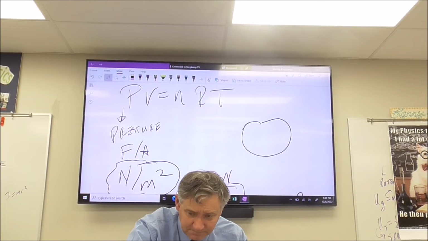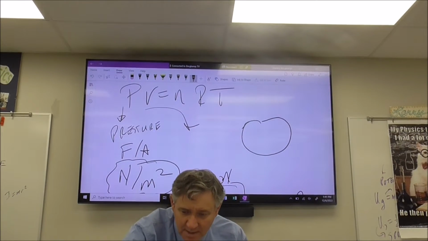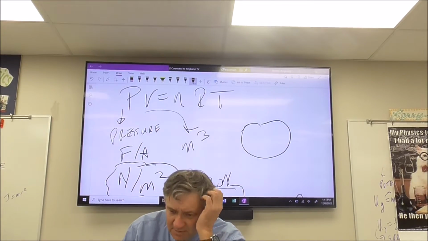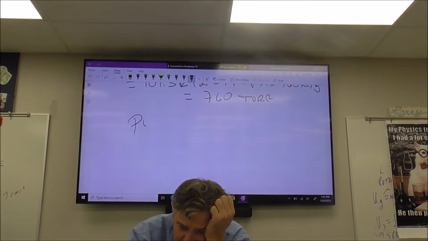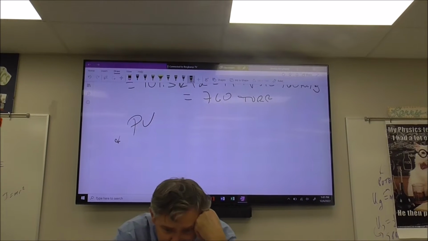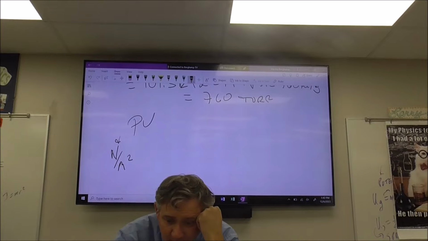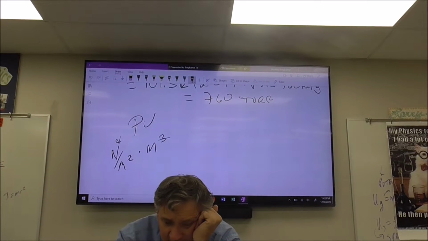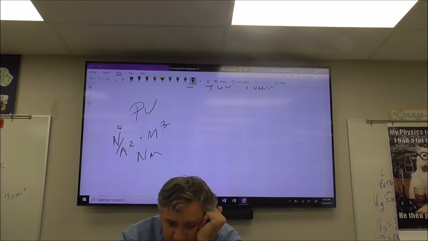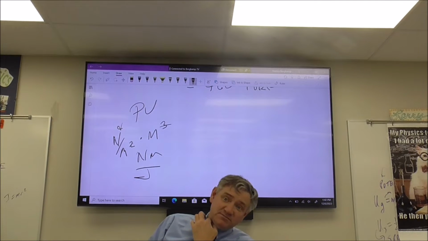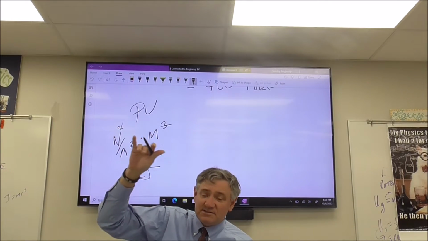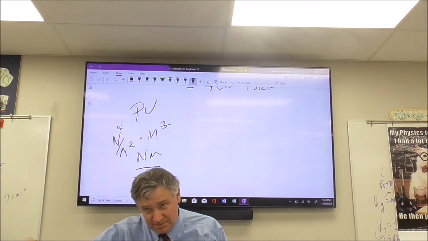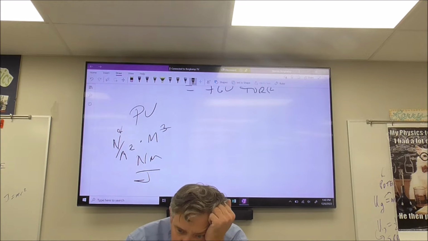Now, volume in a physics class has to be in cubic meters. So here's the deal. If you look at what happens on the PV side, just in terms of units, you have pressure, which is force per unit of area, newtons per square meter. Then you have volume, in cubic meters. You multiply those together, you get newton meters, otherwise known as joules. So the left side of the equation actually produces joules. Now, if you're in a chemistry class, pressure is in atmospheres and the volume is in liters, so you get atmosphere liters. In a physics class, you get joules. There you go.